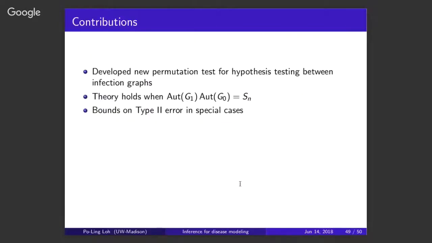Okay. So just to wrap up, maybe both of these pieces of work feel like they're just scratching the surface of something much bigger. The second one, maybe even more so. In the second piece of work, we're really just trying to investigate what hypothesis testing might look like when we have different graph structures. We were able to come up with a permutation test and a proof that it works in the case when the product of the automorphism groups is a full symmetric group.